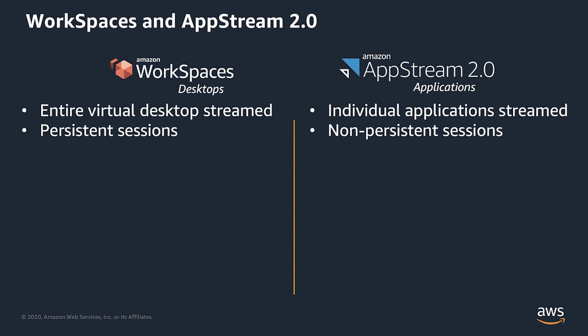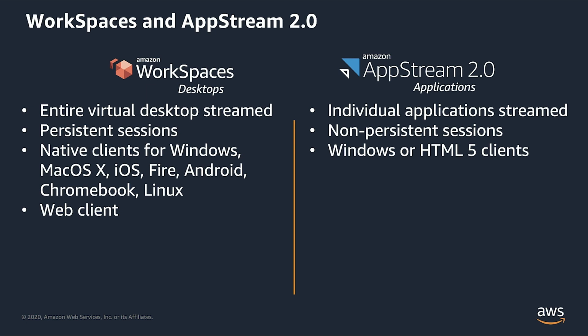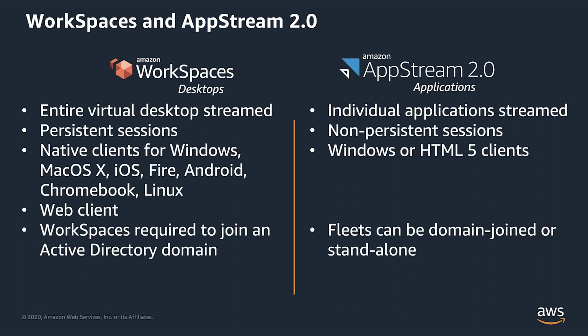With both of these services, apps and data are co-located in AWS and only encrypted pixels are streamed across the wire. Users experience a high-quality, low-latency visualization experience. WorkSpaces provides native clients for various operating systems as well as a web client. AppStream users can access the applications either by using an HTML5 browser or a Windows client application. All WorkSpaces will be joined to an Active Directory domain. AppStream 2 fleets can be domain joined or standalone. Let's take a closer look at AppStream 2 before diving deep into WorkSpaces.